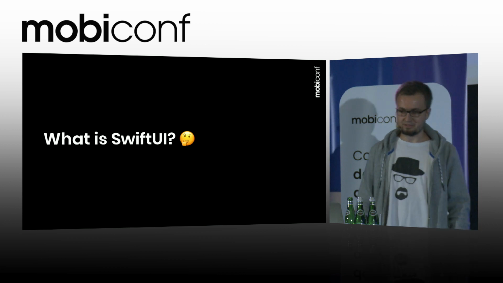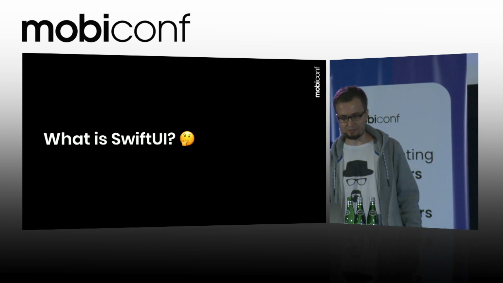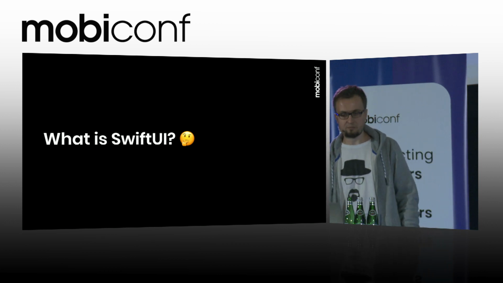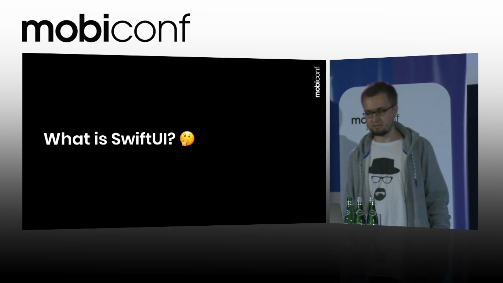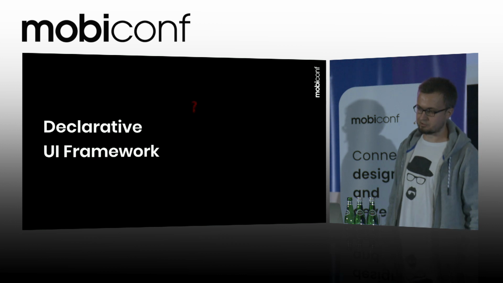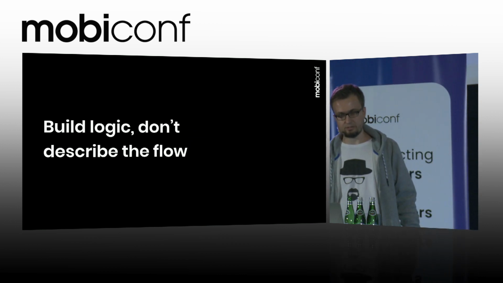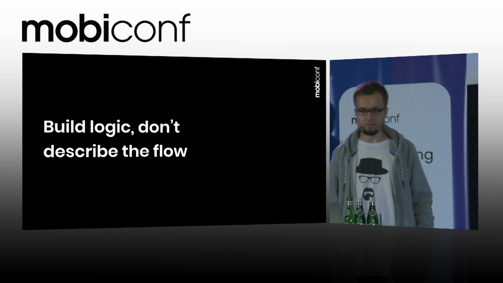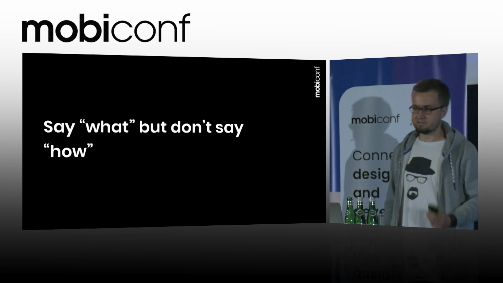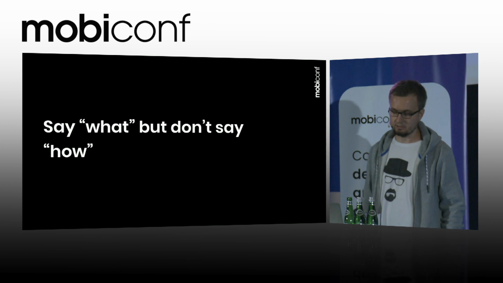Well, after this dramatic introduction, I will briefly explain to you what the fuss is all about and what SwiftUI actually is. If I was to explain this in one sentence, I would say that this is a declarative UI framework. But what does this actually mean, declarative? It pretty much means that you focus on building logic, and you don't describe the flow line by line. You focus on saying what, and you don't say explicitly how it should be done.